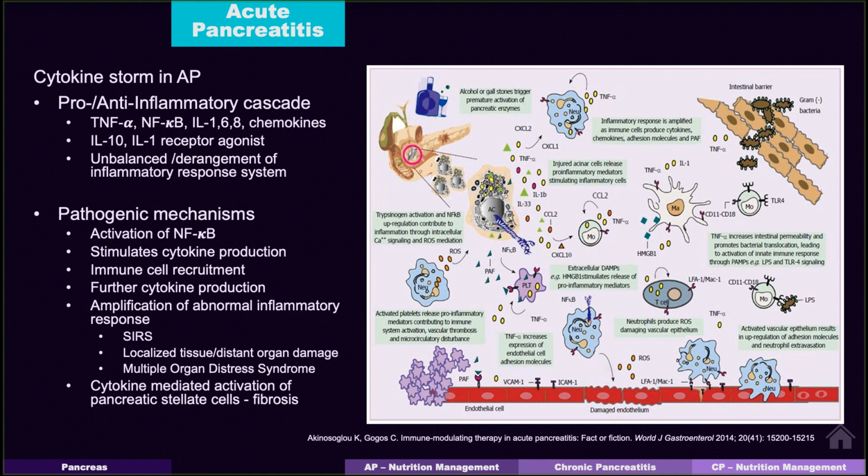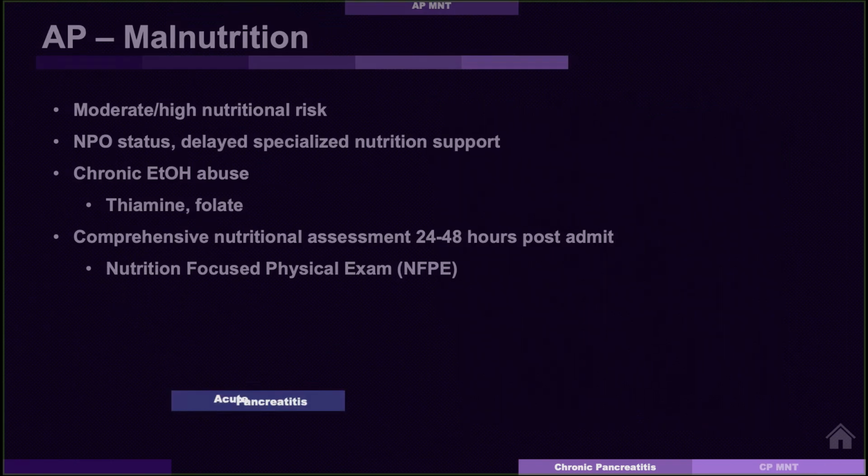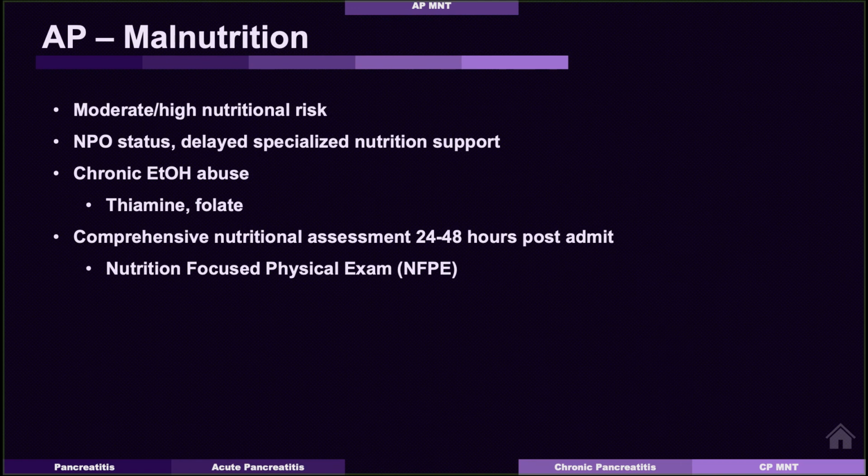Now we're going to transition to talking about nutritional considerations and nutritional management strategies for acute and chronic pancreatitis. So this first one is in the context of malnutrition. This population, given that you've now seen what a complex disease process it is, and the high risk for being in a hypercatabolic state, with increased needs for tissue repair and tissue regeneration, should automatically be considered at moderate to high nutritional risk.